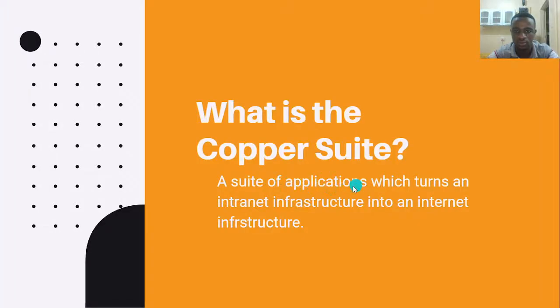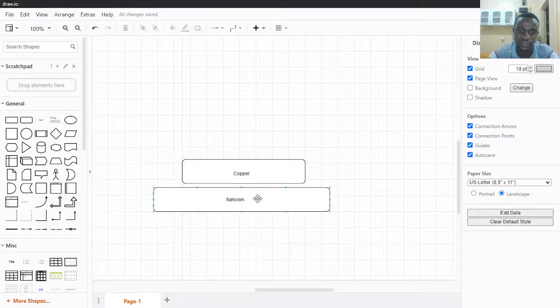It's a suite of applications which turns an internet infrastructure into an intranet. So whatever network, it may either be a small network, a LAN, or a huge network like the internet itself, provided copper is on top of this infrastructure, it can turn any network into this kind of intranet infrastructure.